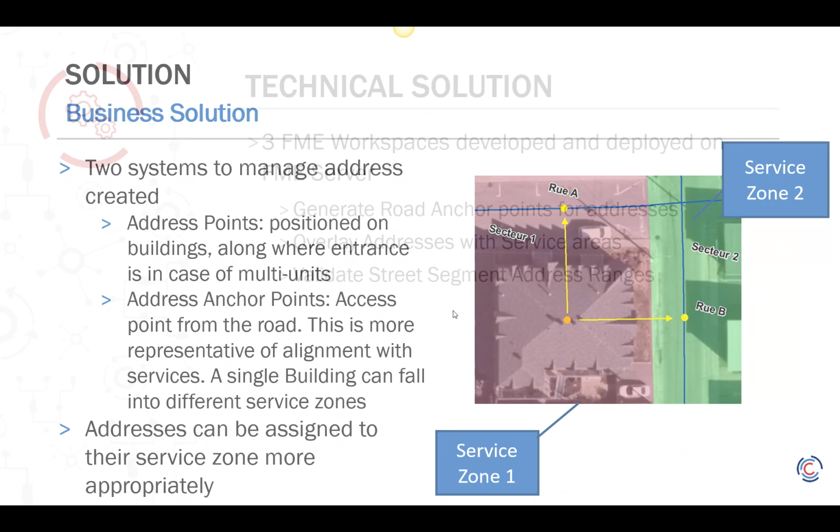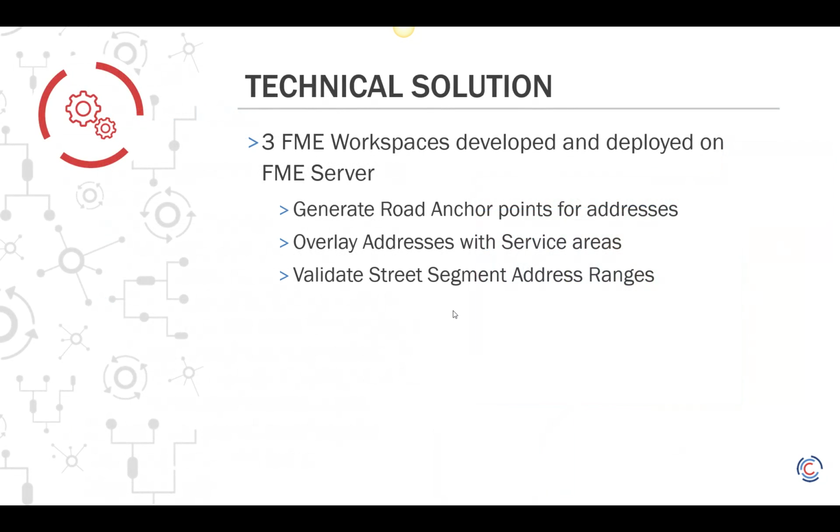This means that they can use these road anchor points to associate addresses to their services more effectively. The technical solution they implemented was 3 FME workspaces that they put on FME Server, in this case run on demand. We see lots of different examples here: some directory watching, some automation, some scheduled tasks, and some on-demand processes. In this case, one process generates road anchor points for the addresses, creating those dynamically.